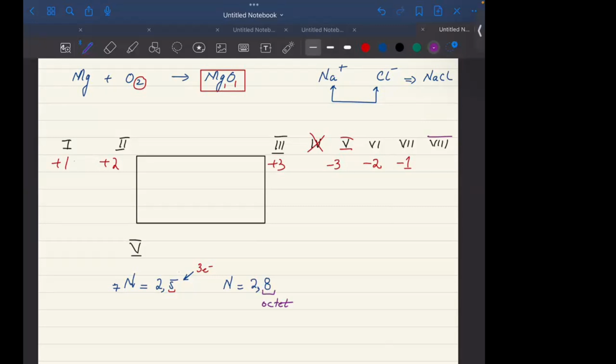Similarly, group 8 elements already have 8 electrons in their outermost shell. If we talk about neon, neon has an electronic configuration of 2,8 because it has 10 electrons. Neon is already stable, so it does not have to lose or gain electrons. So group 8 elements do not form a charge. सही है? यहाँ तक बात क्लियर है?